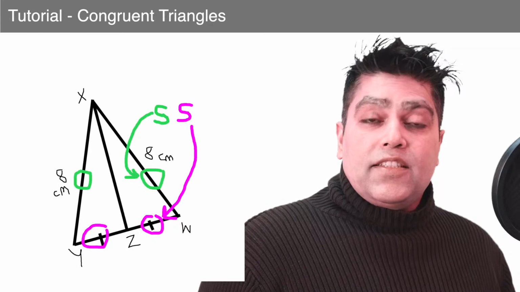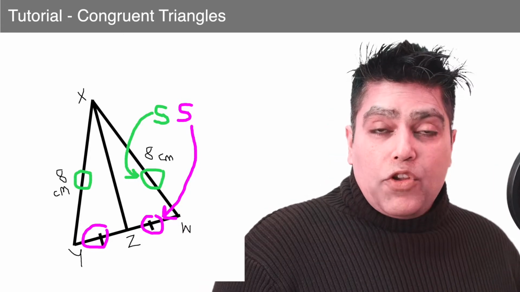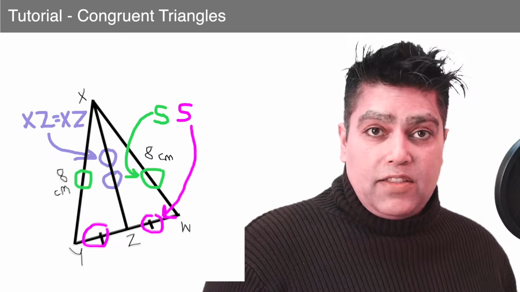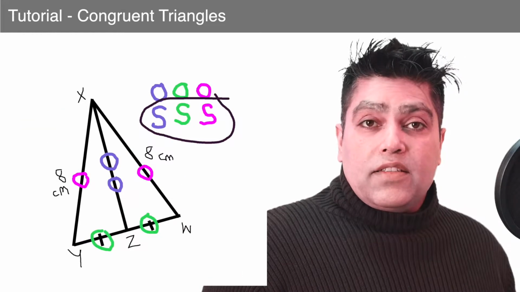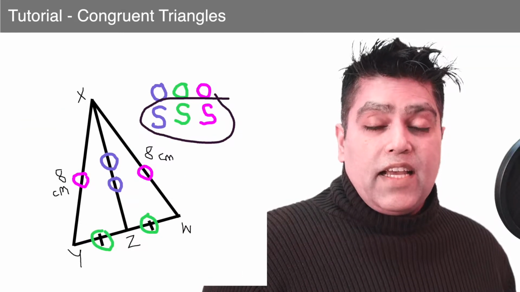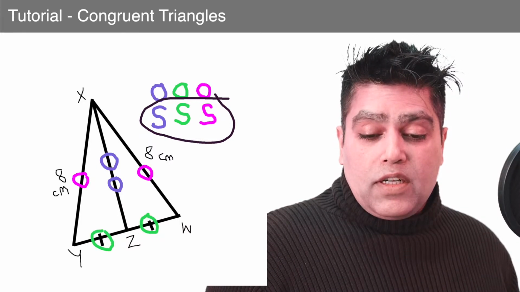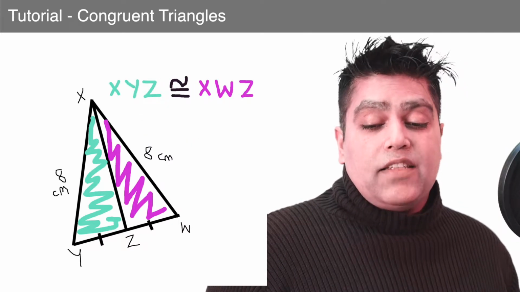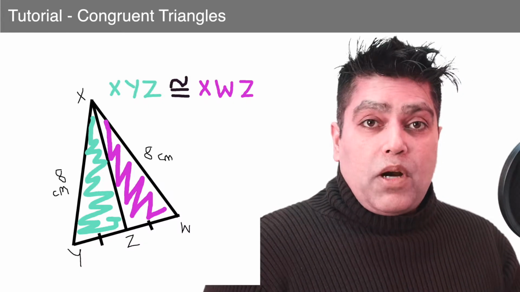That means we have an SS condition so far. We do not have an SSS. If you notice, XZ equals XZ, reflexive property. Hence, we have all the three sides equal. So it's an SSS congruency postulate or property, and therefore XYZ and XWZ are congruent. Okay, let's go to the next problem.